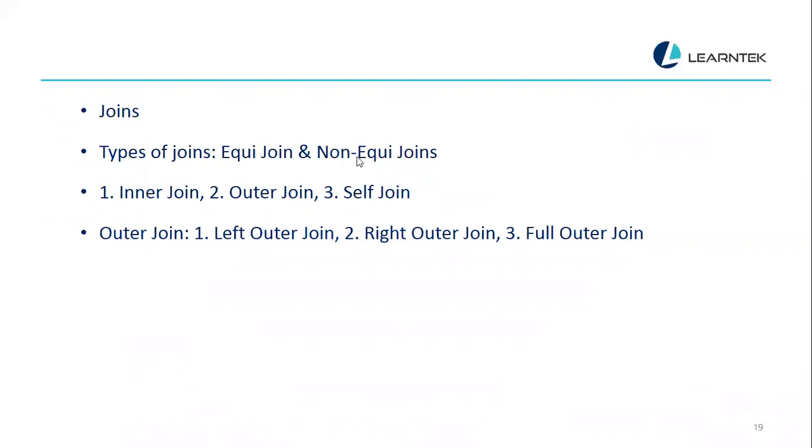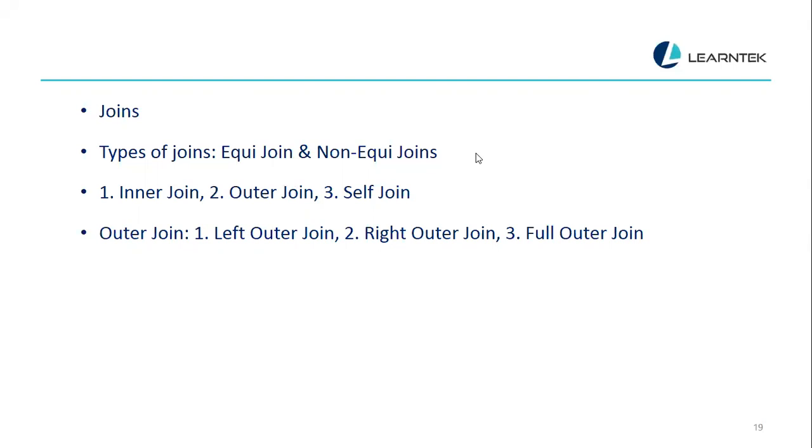All the rest of the other operators are used in non-equi joins. All these equi and non-equi joins are further divided into inner join, outer join, and self join. Either it be an equi join or a non-equi join, they are divided into inner join, outer join, and a self join.